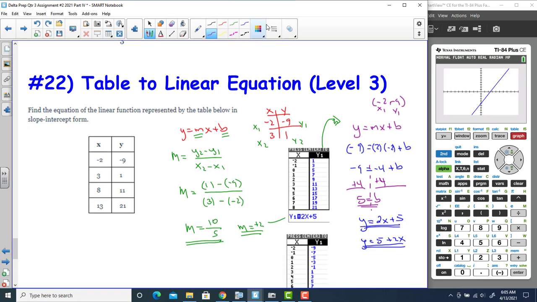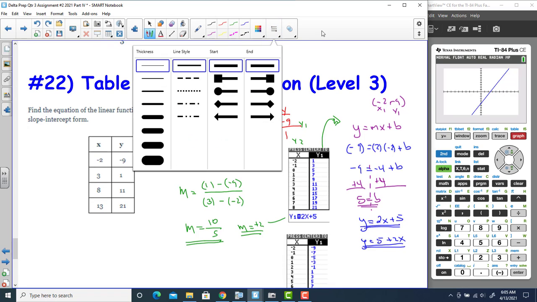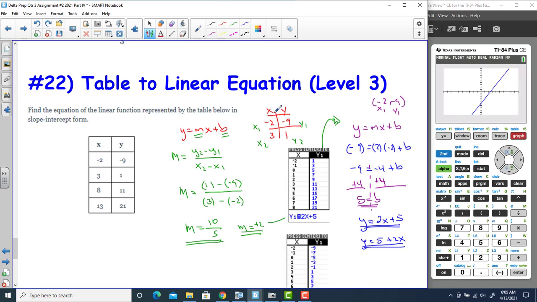Skill number 22, finding the equation of a line from a table, is almost identical to what we just did. Because in order to find the equation of a linear pattern from a function table, it's real simple. You can treat it exactly as finding the equation of a line from 2 points. You just have to focus your attention on the first 2 points, or any 2 points for that matter, but I usually pick the first 2.